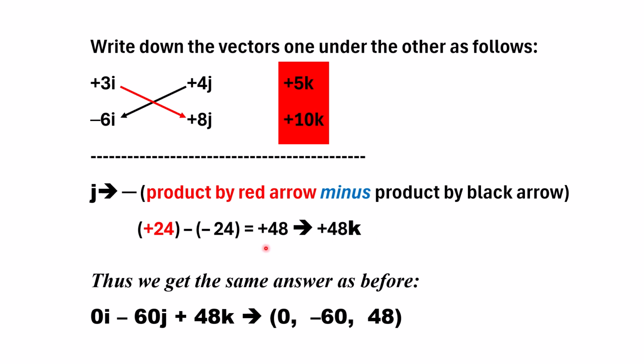So the final result will be 0i minus 60j plus 48k, which can also be written as 0 comma minus 60 comma 48. And this was the same result we got earlier. So we can see that this is a shortcut way of multiplying quickly, but that step by step was important to give you the inside visualization of how it works.